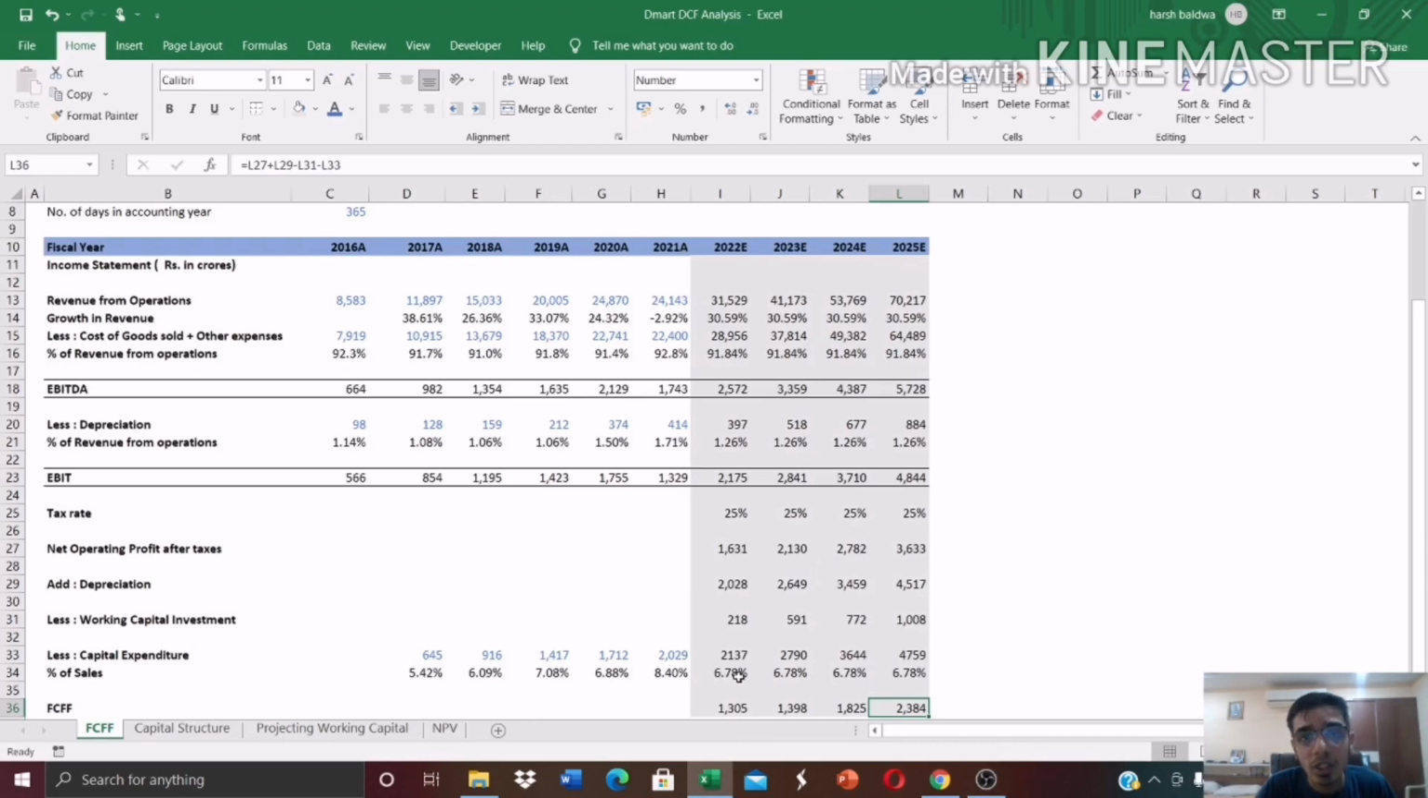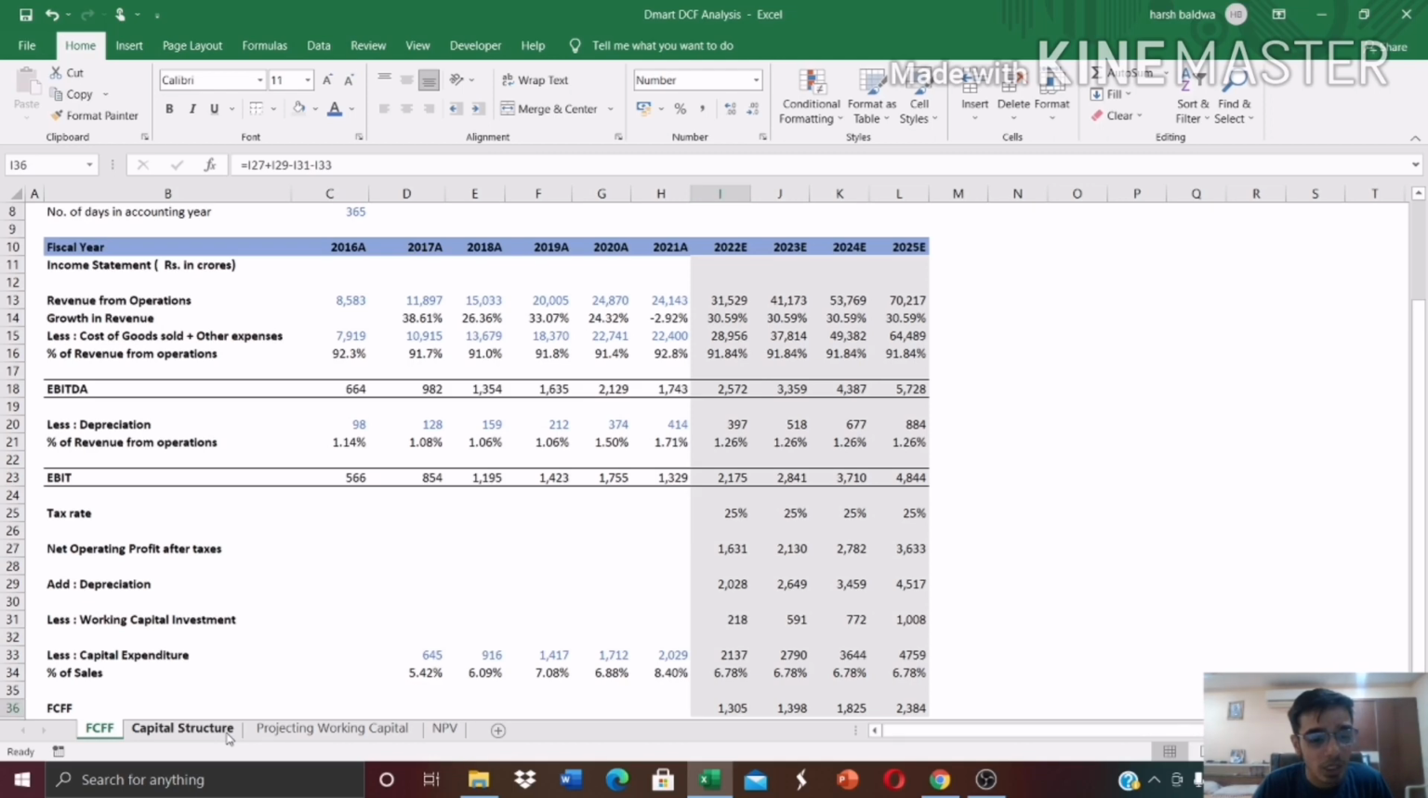After we are done with the capital expenditure, we can simply find the free cash flow to the firm by using the formula I mentioned earlier: net operating profit after taxes, add the depreciation, subtract the working capital investment and subtract the capital expenditure, and you get the free cash flow to the firm. Now what we have to do is discount these free cash flows to the firm to the present. For that we need a discount rate. Discount rate is nothing but the WACC. WACC is weighted average cost of capital.